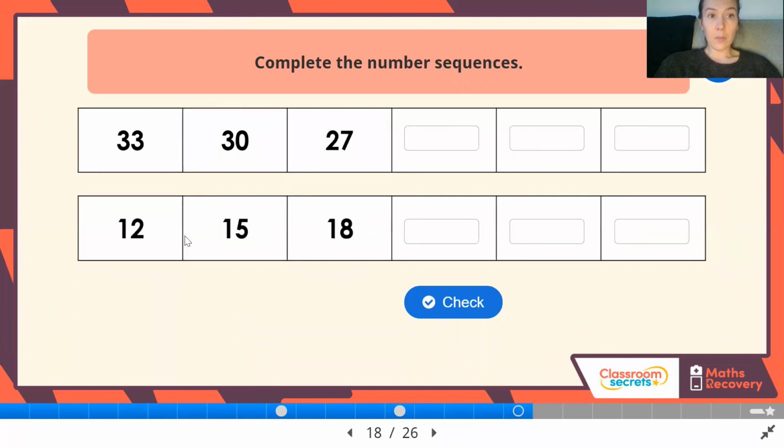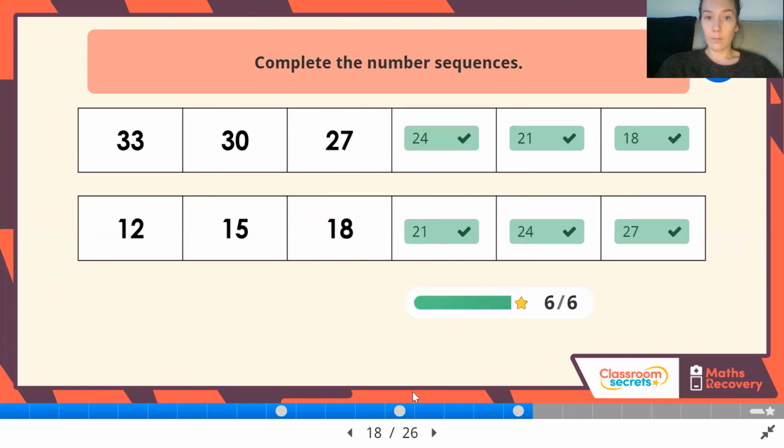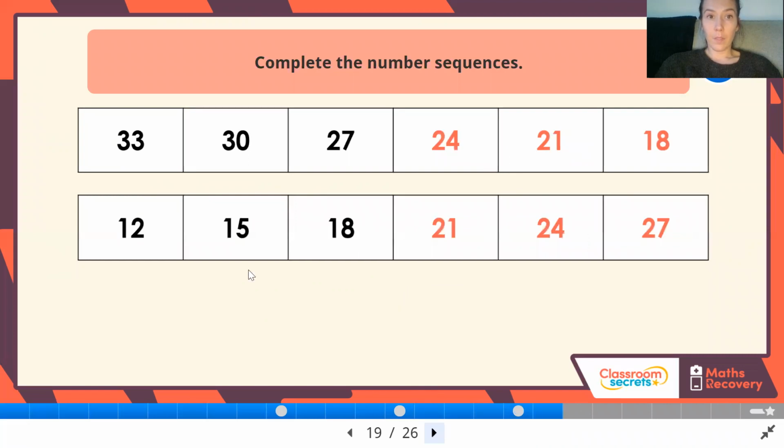Okay, let's have a look at these sequences. I'll be thinking at home as well. So we've got 33, 30, 27. What's your next number going to be? 24, 21, 18. And then this one is increasing. So we've got 12, 15, 18, 21, 24, and 27. There we go. Okie doke.